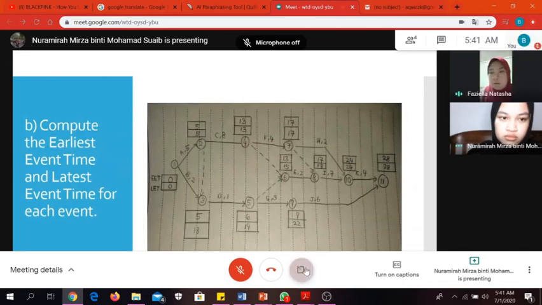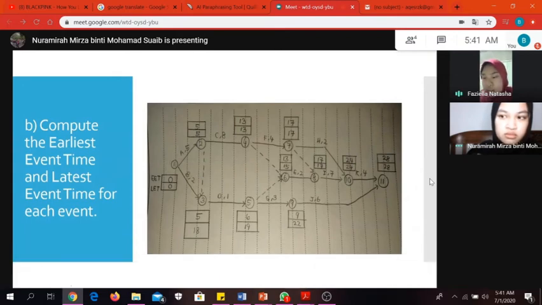So for number B, compute the earliest event time and latest event time for each event. To calculate the EET, we start from left to right, choose the biggest number, and add all the numbers. To calculate LET, we start from right to left and choose the smallest one, and we subtract from all the numbers. I will give to the next presenter.